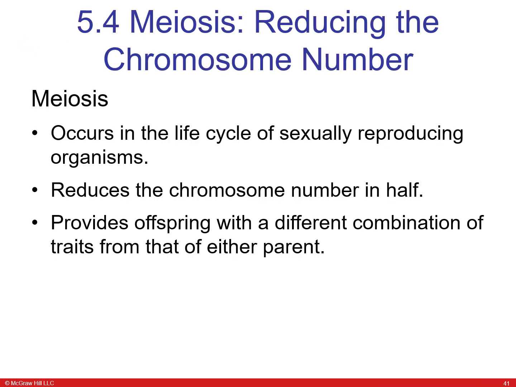So meiosis is very different than mitosis. It's reducing the chromosome number. And this only occurs in sexually reproducing organisms. It reduces the chromosome number in half and provides offspring with a different combination of traits from that of either parent. And this only occurs in the egg and the sperm in humans.